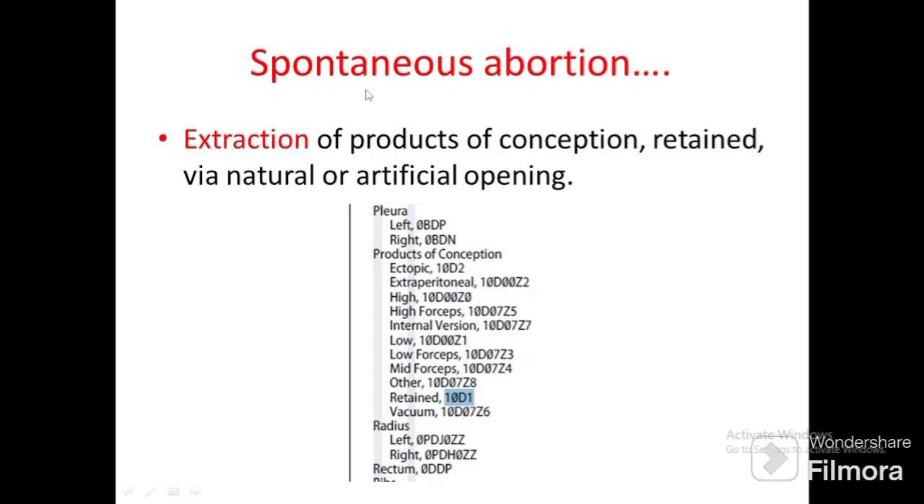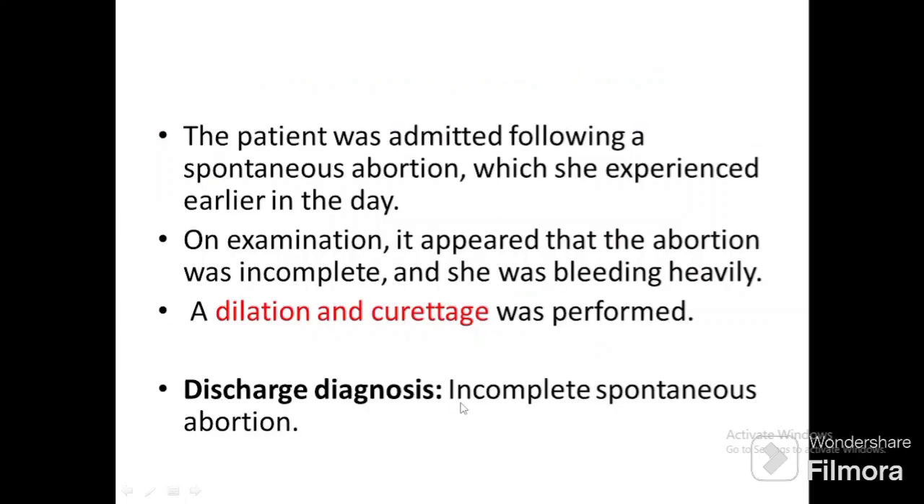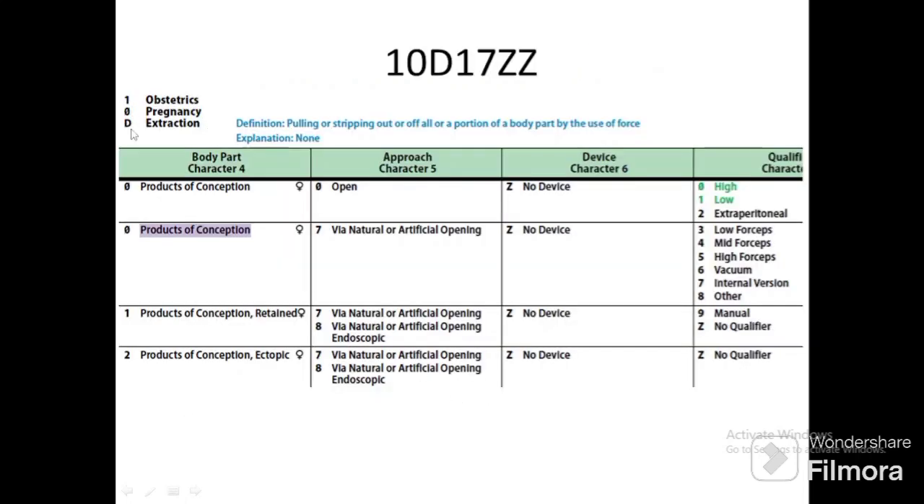Next, the spontaneous abortion is always coded to the root operation extraction. So under root extraction, you should search for products of conception. And if it is retained, you should use the term retained, 10D. So 10D, and products of conception retained, see here, and by a natural or artificial opening and with no device and no qualifier. So spontaneous abortion is coded to root operation extraction.